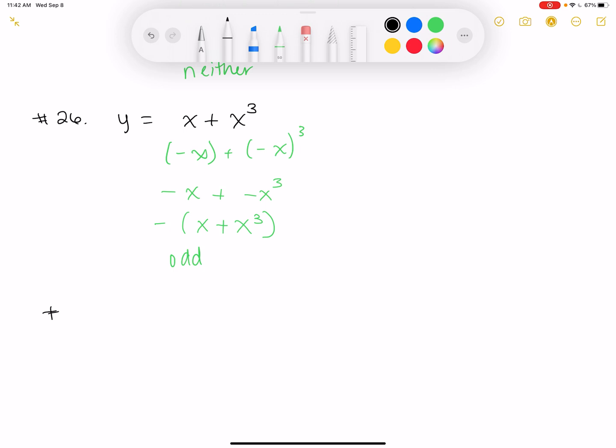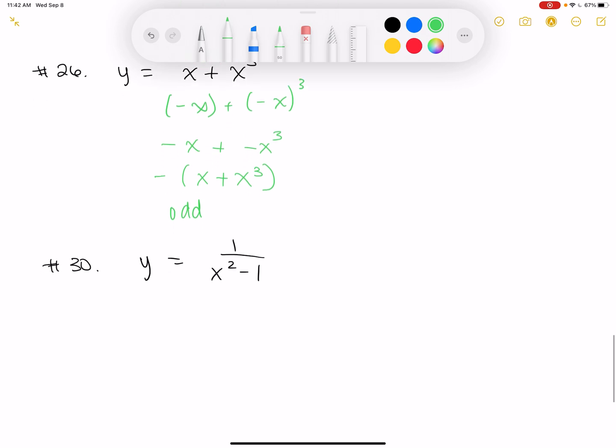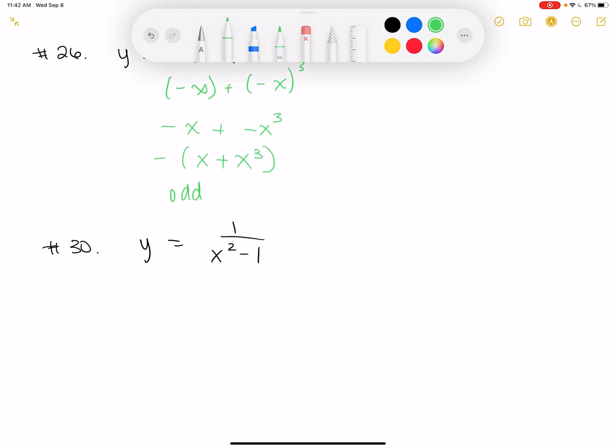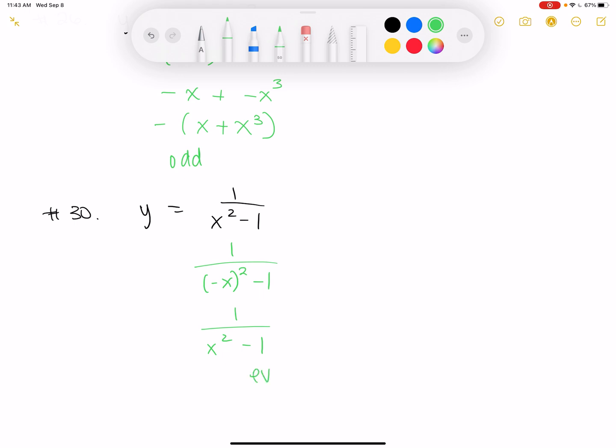And then one final one, 30, which is y is equal to 1 over x squared minus 1. What do we think about this one? Even, odd, or neither? Even? Okay, so I put in negative x and square it. So that comes out to be 1 over x squared minus 1. Gives us the same thing we started with up there. So that means it is even.